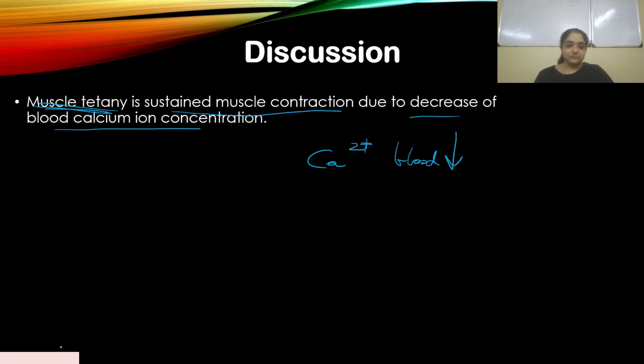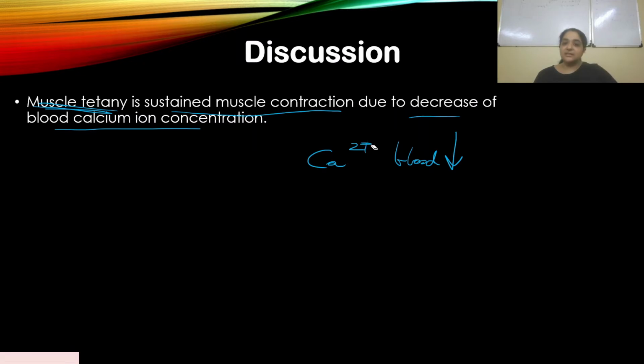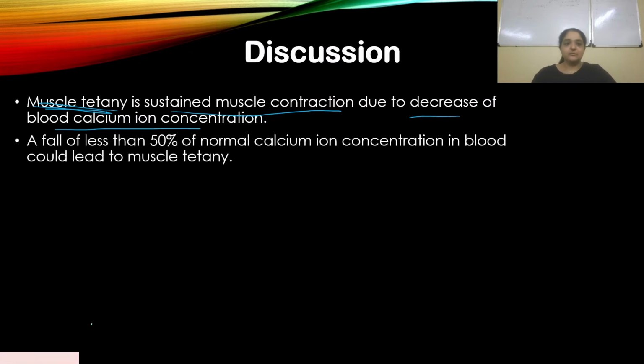So if the respiratory muscles are continuously in the tetanized state, what will happen? Obviously you can't breathe, right? They are contracted all the time. Ideally you breathe, you inhale, you exhale, you relax the muscles, right? They'll always be contracted, so that is very dangerous. It could be fatal. So a fall of less than 50% of normal calcium ion concentration in the blood could lead to muscle tetany.